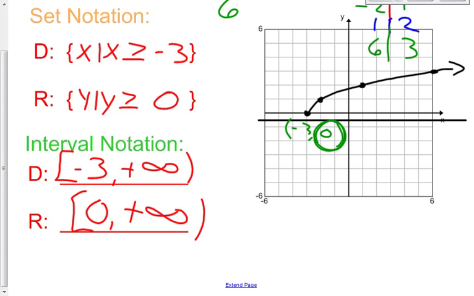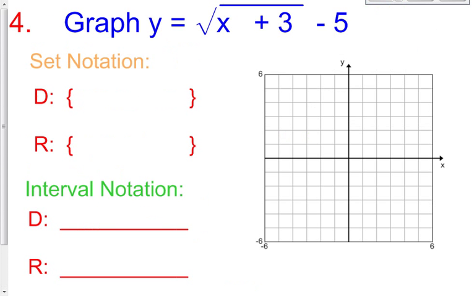Whew! Last one. We have the square root of x plus 3 minus 5. So once again, class, I'm going to want some convenient points. Those convenient points are when this square root is 0, when that square root is 1, when that square root is 4, and when that square root is 9. Those are the 4 most convenient points.